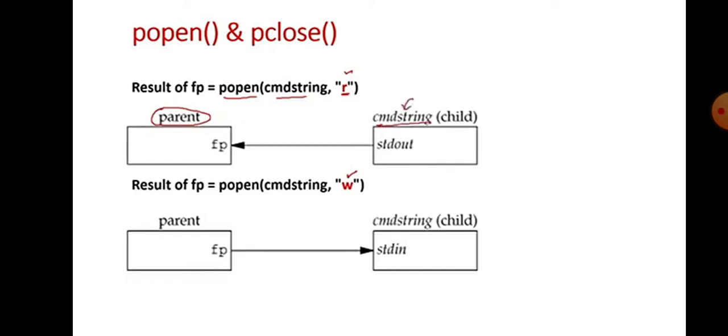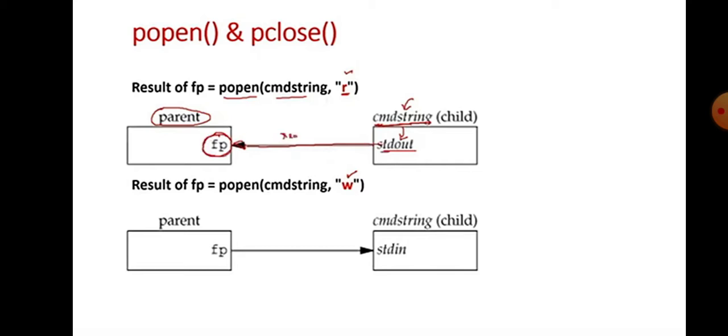Whatever is mentioned in the command string will be executed, and the standard output of the commands mentioned in the command string will be pointed to the file pointer of the parent, which is calling the popen function. Basically, the parent will be performing a read operation from the child's standard output.